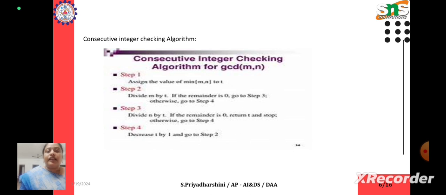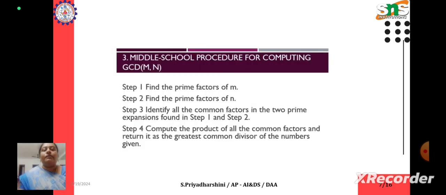The same thing can also be written as the middle school procedure for computing the GCD of m comma n. Step 1: find the prime factors of m. Step 2: find the prime factors of n. Step 3: identify all the common factors in the two prime expansions found in step 1 and step 2. Step 4: compute the product of all the common factors and return it as the greatest common divisor of the numbers given.